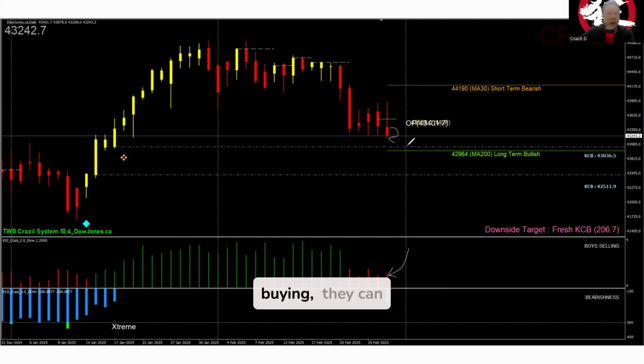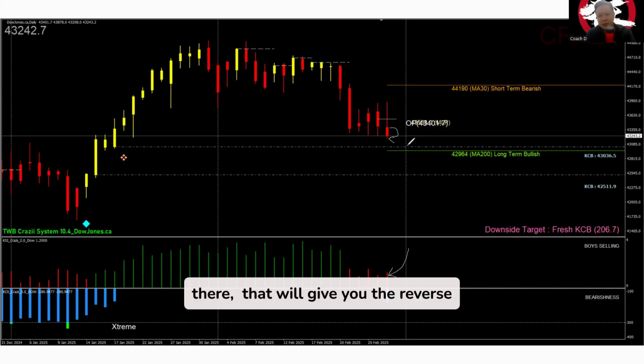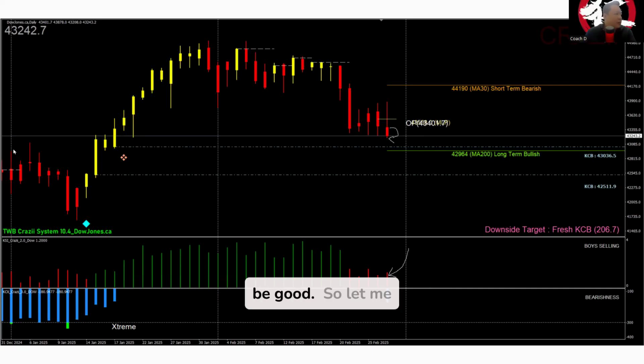So usually when KSI is red, I will look to sell. People who don't want to do the follow through buying can do the swing selling, but it has to be KTR +1, +2, +3, one of them, and there must be a significant turnaround, especially if the diamond is there, that will give you the reverse diamond strategy. Then that will be good. So let me see whether you understand this.